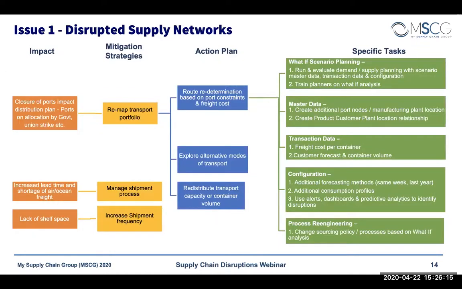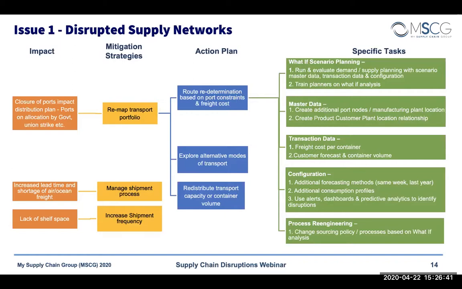Okay, so what we have here, if you'll focus on the blue and the green, we've kind of already covered in this supply disruptions. We've covered the impact and the mitigation strategy. And what we're going to do is focus here on the action plan and the specific tasks that support that action plan. And we're just going to focus on this route determination based on port constraints.